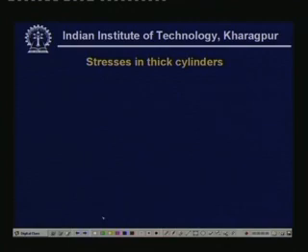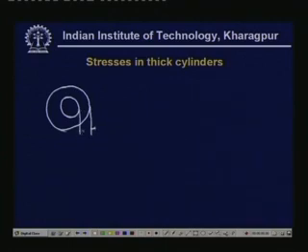Now I want to remind you that a thick cylinder is a cylinder where the thickness, that is this distance t, is greater than or equal to 0.1 of the internal diameter di. So if this is satisfied, then we call this cylinder a thick cylinder. Now let us look at what the stresses in such a cylinder are.